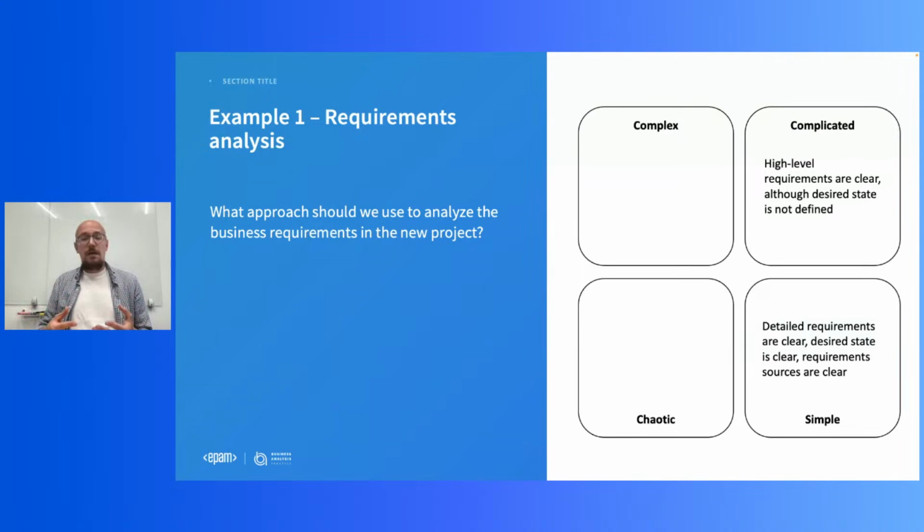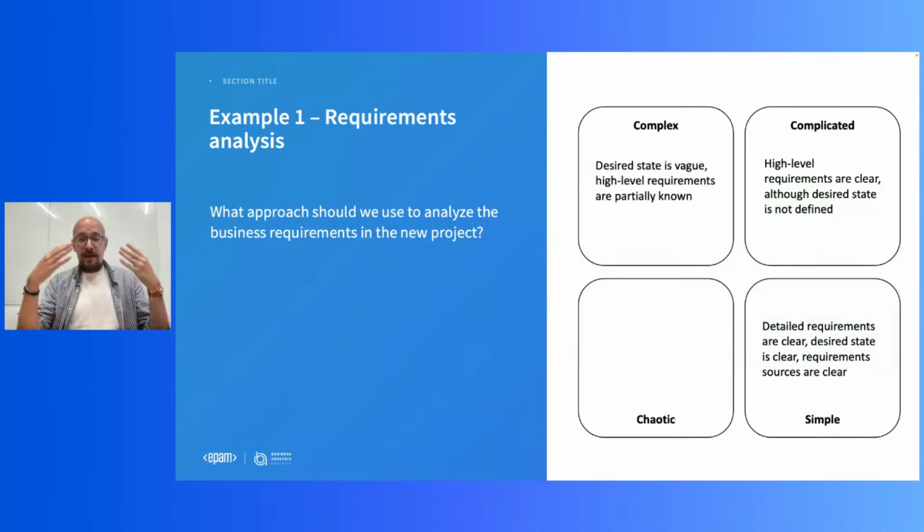Techniques like root cause analysis or business process improvement methodologies can be helpful here. Now, let's assume things are getting even more complex. The desired state is clear, although a detailed image of it is not clear, it's vague. We don't know what the final solution should be. And this is the typical complex domain.